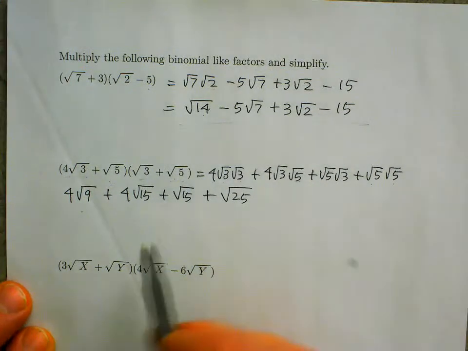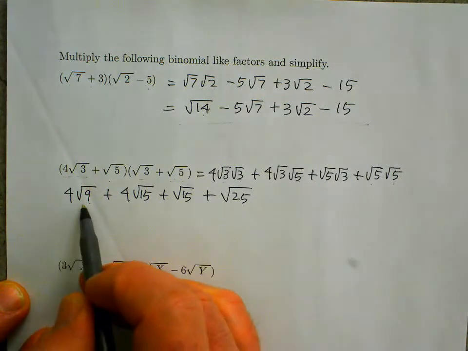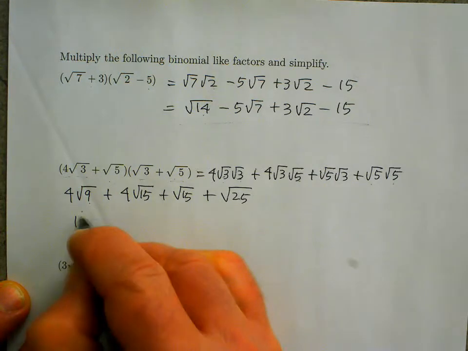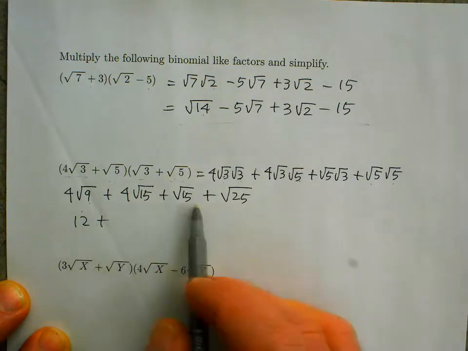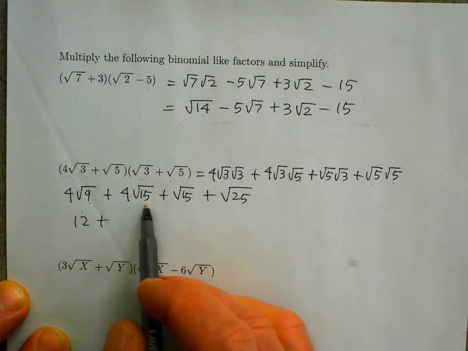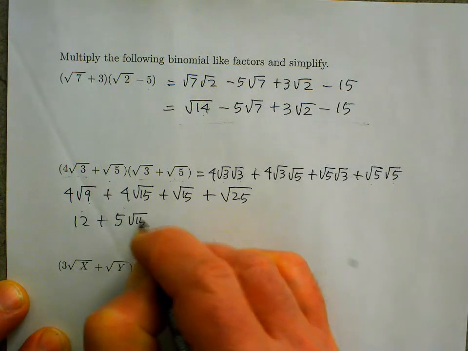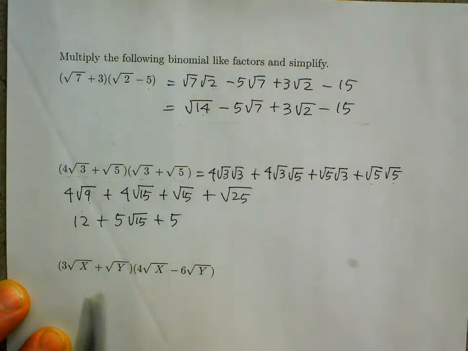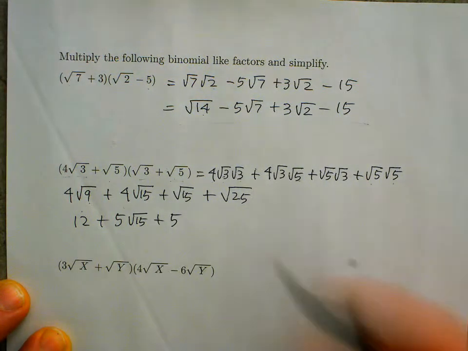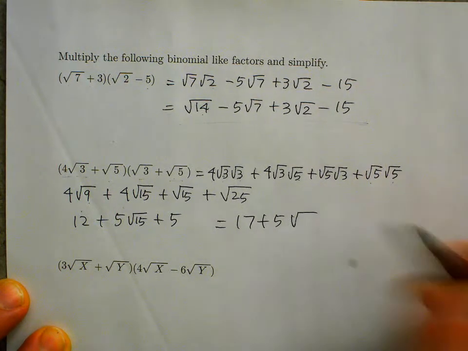Okay, we can simplify still further. 4 times the square root of 9 is 4 times 3, or 12. The two middle terms are like terms. So plus 4 times the square root of 15 plus the square root of 15, we get plus 5 times the square root of 15. And then plus the square root of 25 is plus 5. We can simplify further because 12 plus 5 simplifies to 17. And our final answer is 17 plus 5 times the square root of 15.